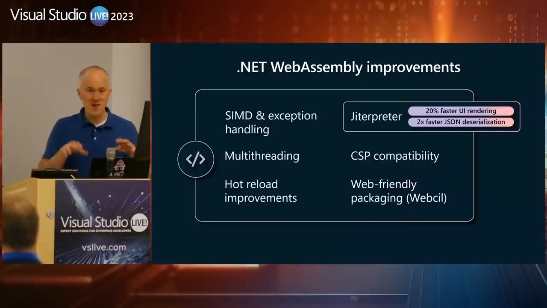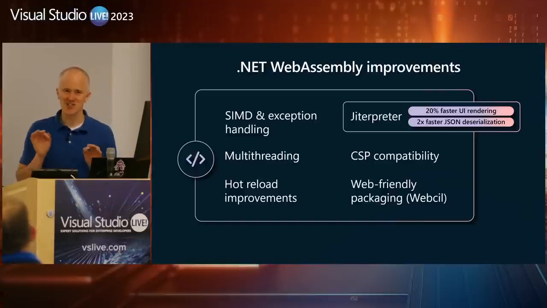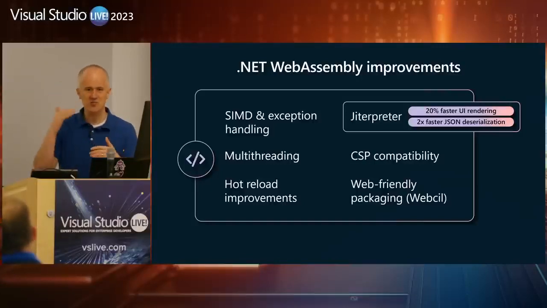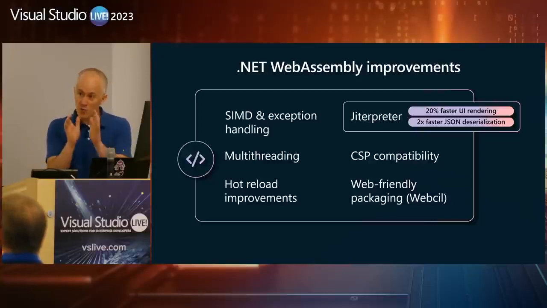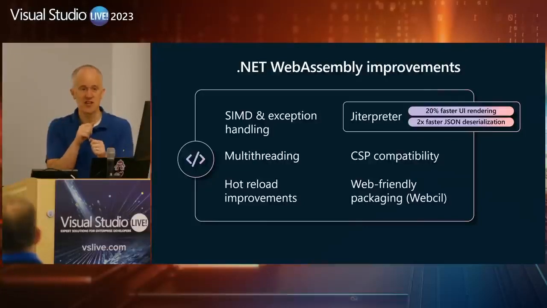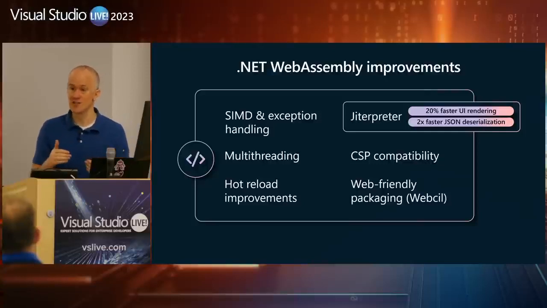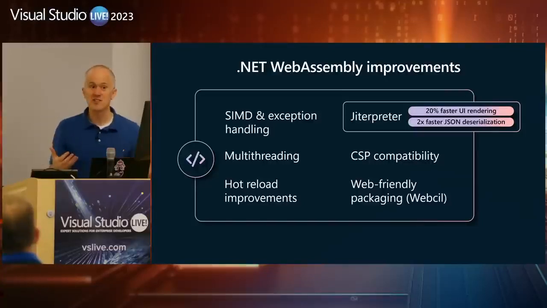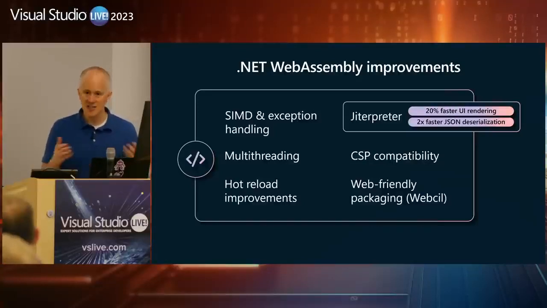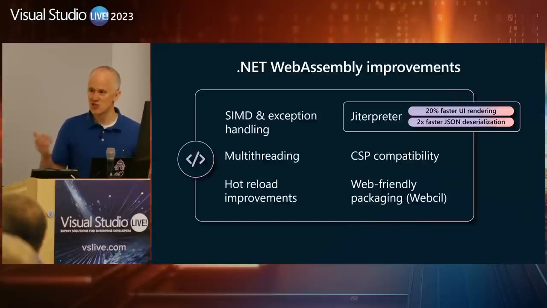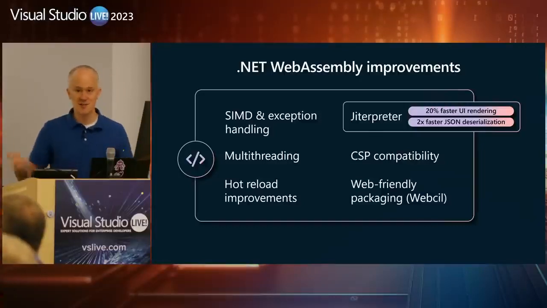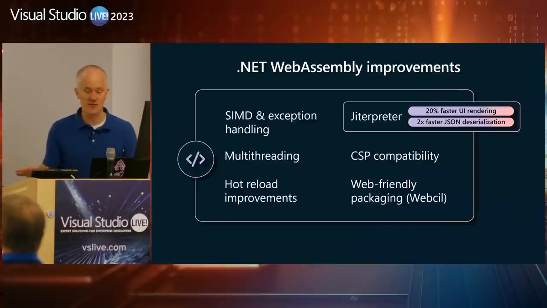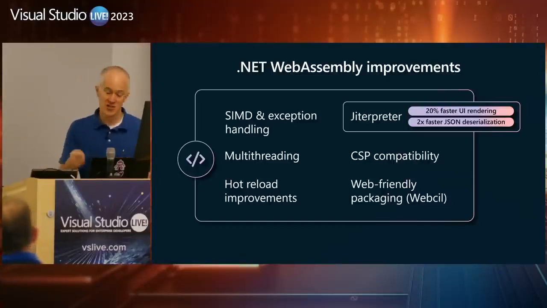But in .NET 8, we have found a way to add at least limited JIT support. The interpreter now has an additional tier where it will take chunks of your .NET code at runtime, JIT out, or generate out small WebAssembly modules that can then be loaded synchronously at runtime and optimize code paths in your Blazor WebAssembly app. And this is resulting in some pretty significant runtime performance improvements, like 20% faster UI rendering, 2x faster JSON deserialization times. So you should see your Blazor WebAssembly apps in .NET 8 just get a perf boost. You don't have to do anything. It's just on by default. So that's the new Jitterpreter, limited JIT support.